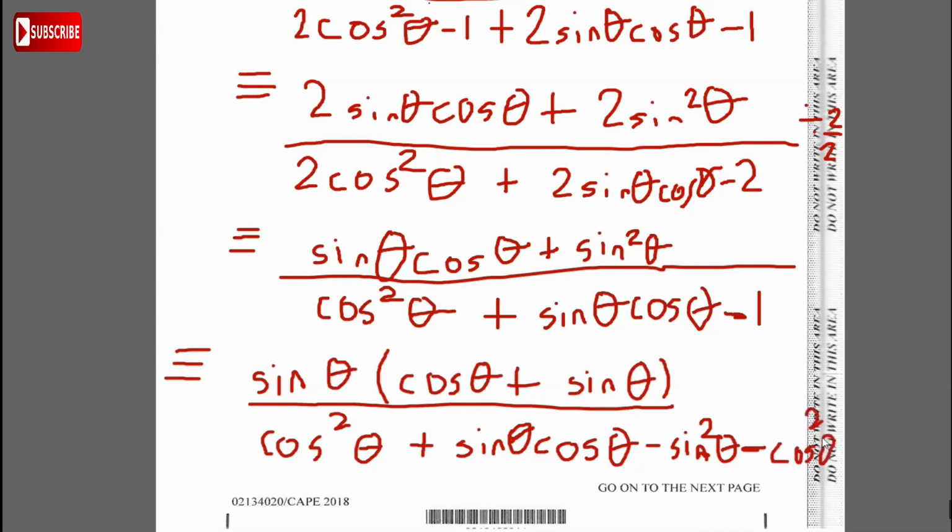Alright, now let's see what we have. We have cos square and minus cos square, and these two cancel each other. Cos square theta cancels minus cos square theta. Good, so we're just left back with these two. We're nice now, we're almost done.